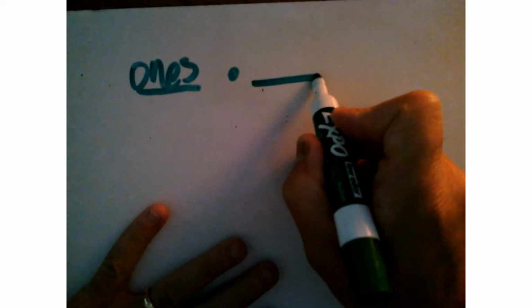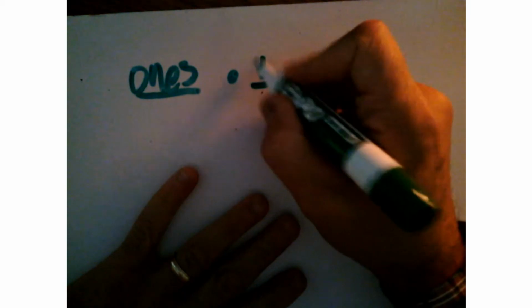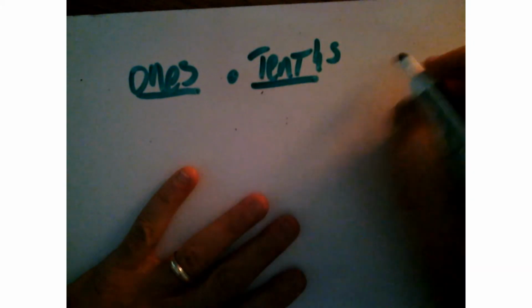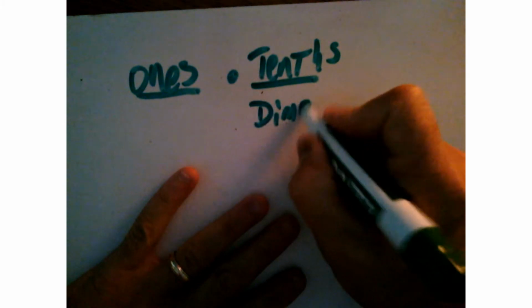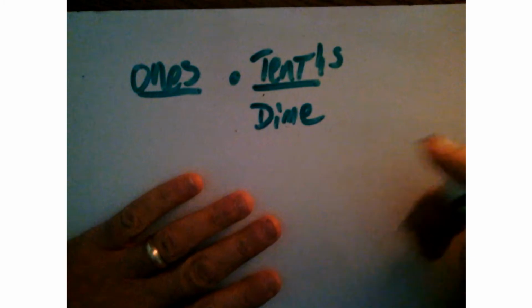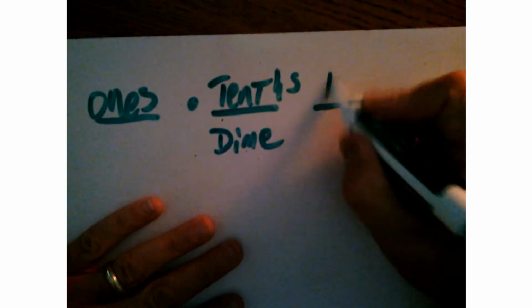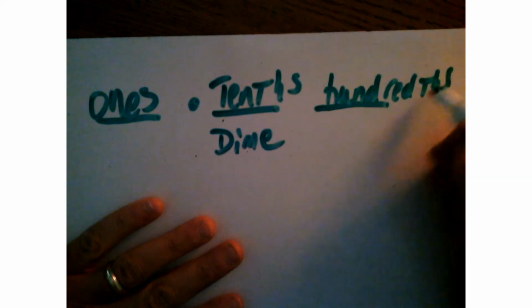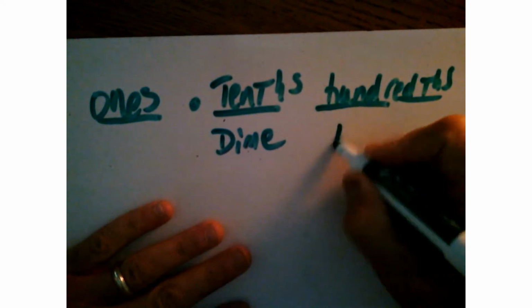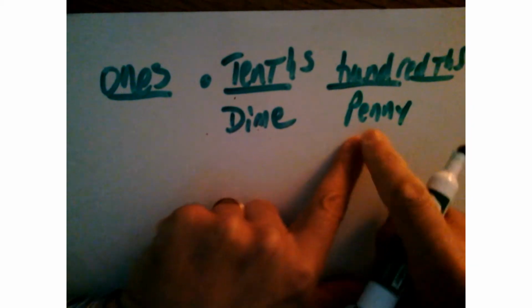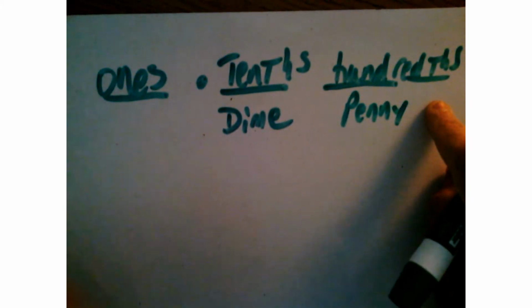Going to the right, this would be a tenth, and we can compare tenths to a dime. 10 dimes makes a dollar. A dime is 1/10 of a dollar. Next to that is hundredths, and that's like a penny, because 100 pennies makes a dollar, so there are hundredths of a dollar.